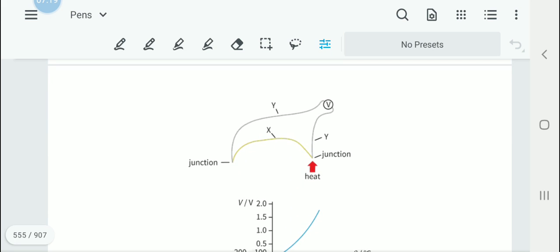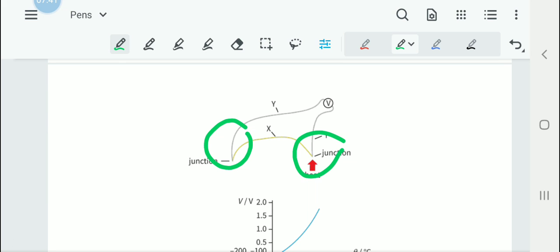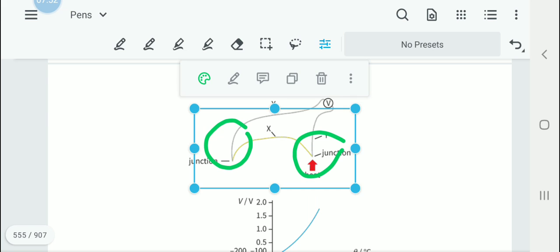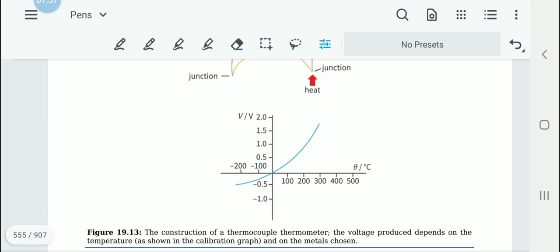And here you have the basic principle of a thermocouple thermometer. There are two junctions. One is exposed to the heat, the other one is not. When there is a difference between the voltages at the 2 points, there is a voltage difference that results in an EMF, and a current would start to flow. When that is measured, we can figure out what the temperature is going to be.